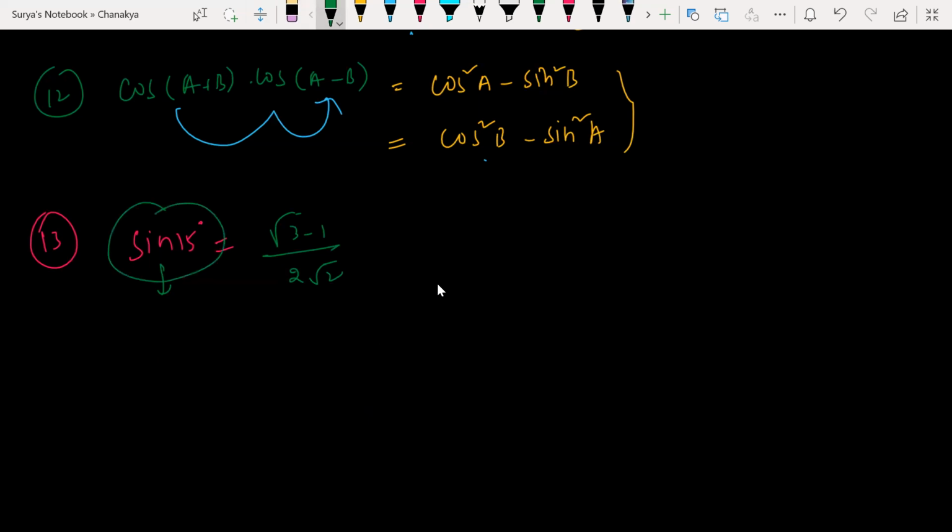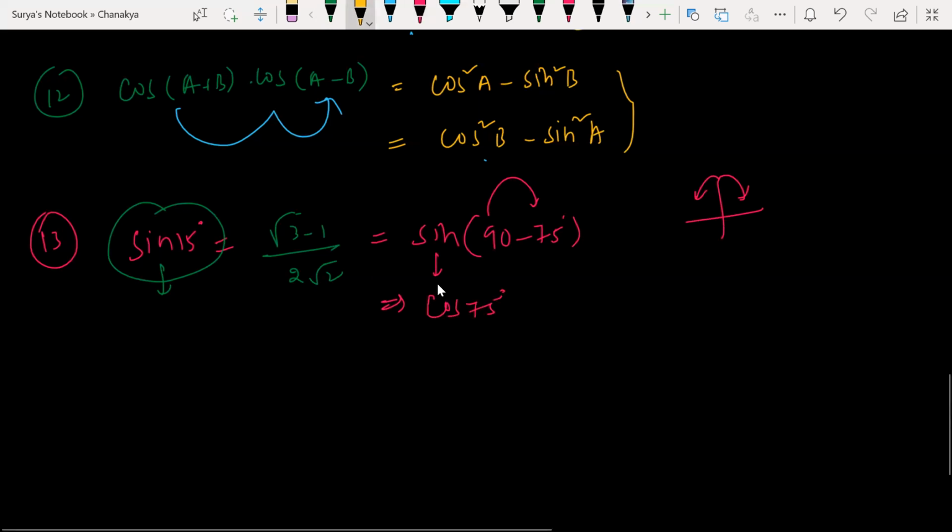If I have sine 15, it can be written as sine 90 minus 75. Sine 90 minus 75 gives me what? Sine 90 minus theta: 90 plus theta is the second quadrant, 90 minus theta is the first quadrant. First quadrant, so sine becomes what? Cos. So cos 75. Which means what now?